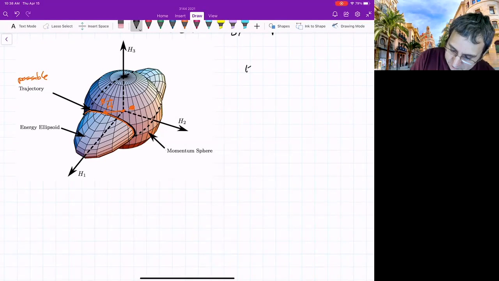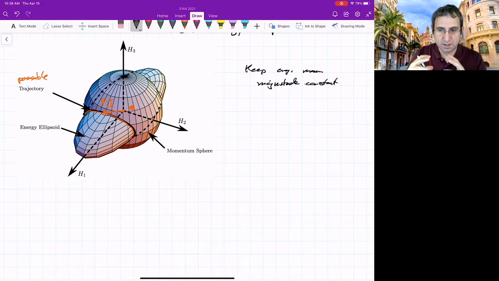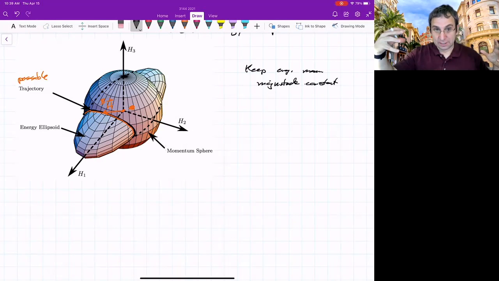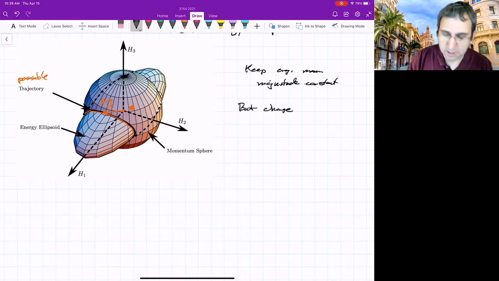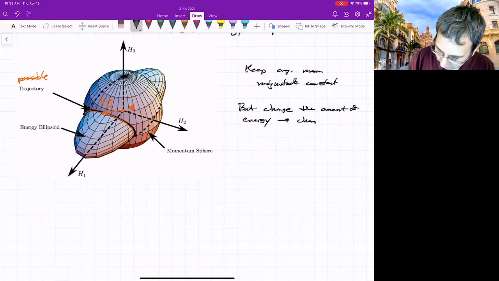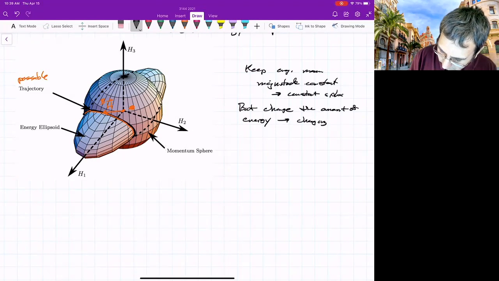So let's say we keep the angular momentum magnitude constant. That means we'll keep the sphere constant, but we'll change how much energy there is, which will mean changing the size of the ellipsoid. There's a maximum amount and a minimum amount, and then everything in between. So we'll have a constant sphere, but changing the size of the ellipsoid.